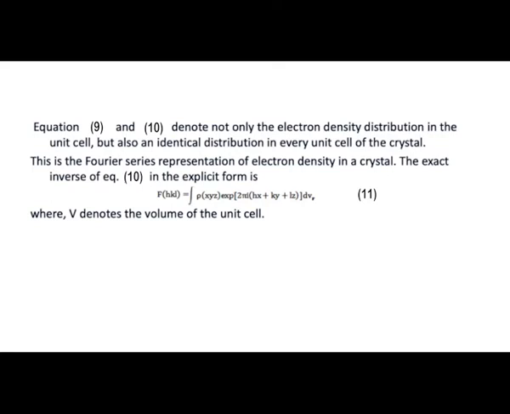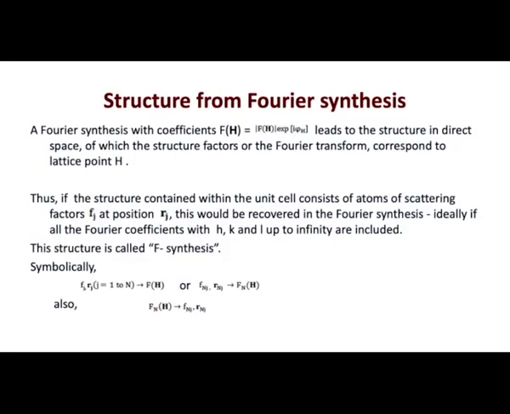Here the exponent has the positive sign. That's all. V denotes the volume of the unit cell. Now, how to obtain the structure from Fourier synthesis? That is already seen, because we have to know both the amplitude modulus and the phase of phi h.